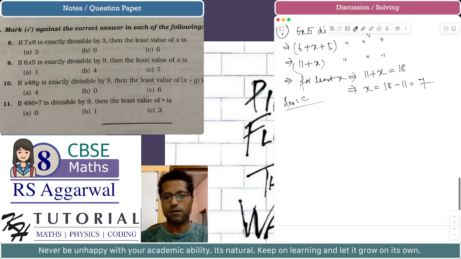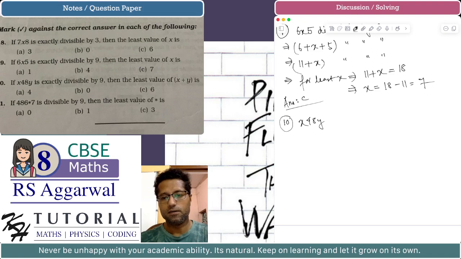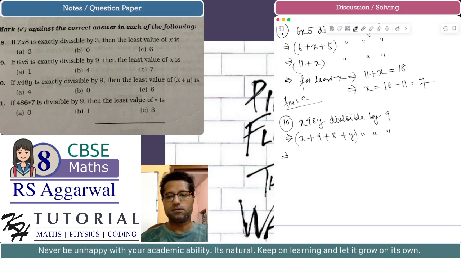Let's do problem number 10. If x48y is exactly divisible by 9, then the least value of x plus y is. So it is given that x48y is divisible by 9. We know that a number is divisible by 9 when the sum of its digits is also divisible by 9. So we must have x plus 4 plus 8 plus y divisible by 9. This implies 12 plus x plus y is divisible by 9.